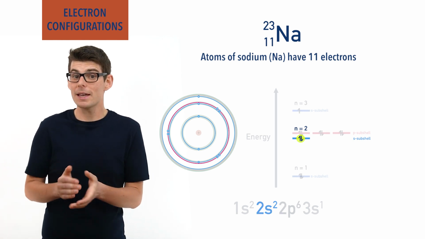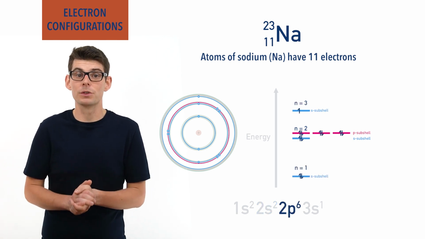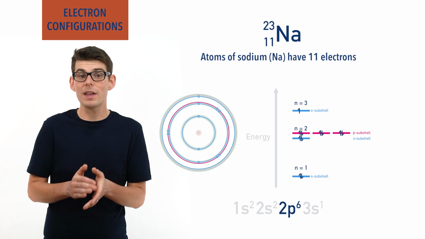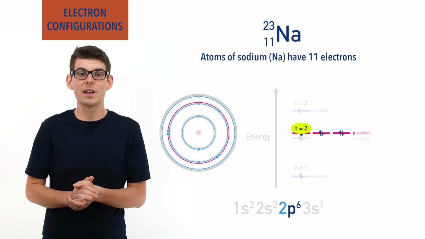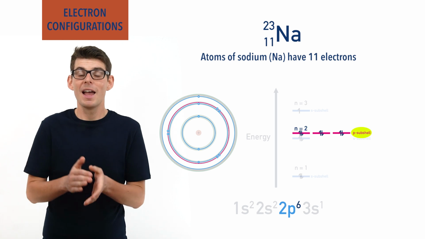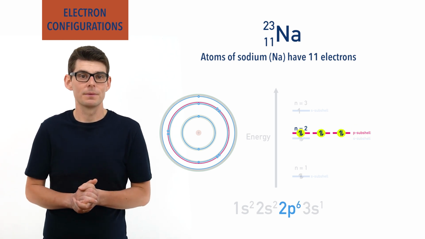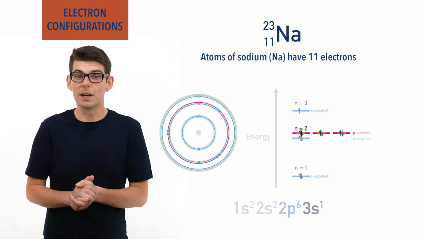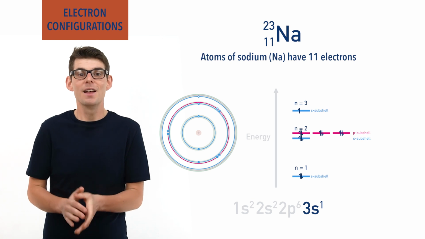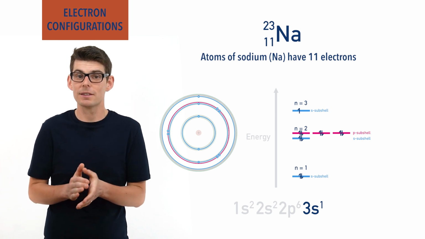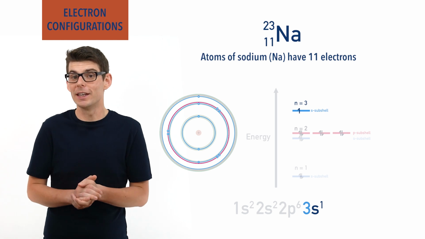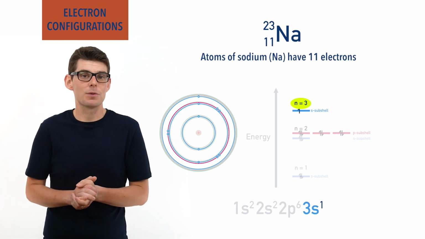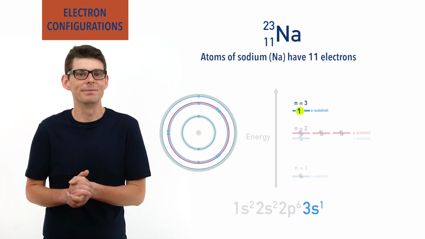The 2p6 tells us that there are 6 electrons in a p subshell within the n equals 2 energy level. 2 for n equals 2 energy level, p for p subshell, and 6 for 6 electrons. The 3s1 tells us, you may have guessed it, that there is 1 electron in an s subshell in the n equals 3 energy level. 3 for n equals 3, s for s subshell, and 1 for 1 electron.